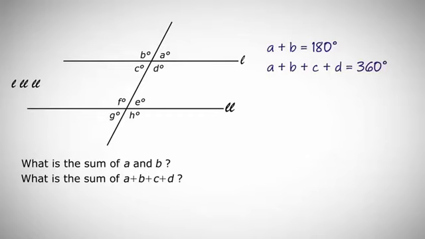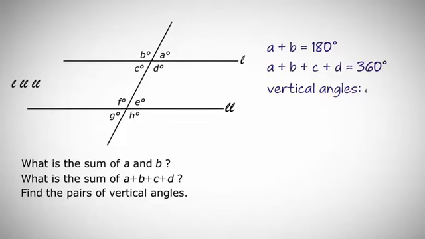Next, let's find the sets of vertical angles. Remember, vertical angles are equal to each other, and they are diagonal from each other across a point of intersection. Our first set of vertical angles is A and C. Our second set is B and D. Our third set, E and G, and our fourth set, F and H.